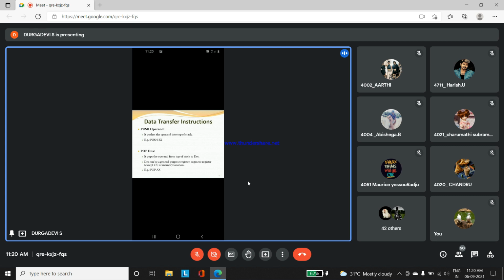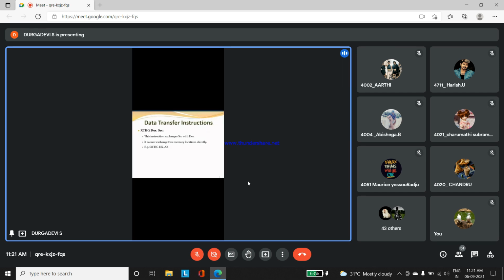Okay. Suppose you want to read from your stack, what can you do? POP. Okay. See here, example. POP AX. So what is it going to do? It is going to read from your stack. That stack is pointed to by your stack pointer, SP. POP AX means from the stack pointed to by your stack pointer, you are going to read the content and move it to your AX.